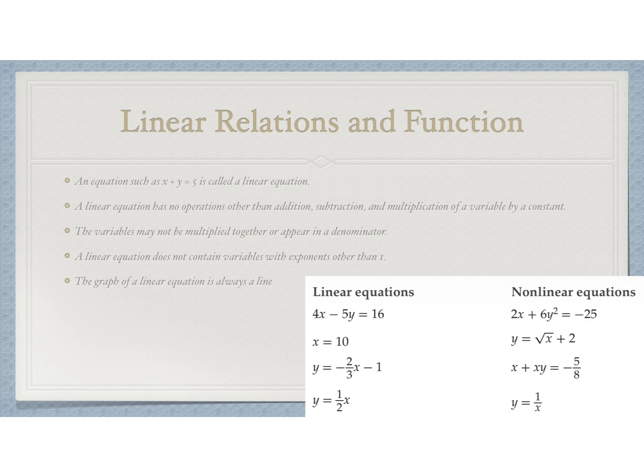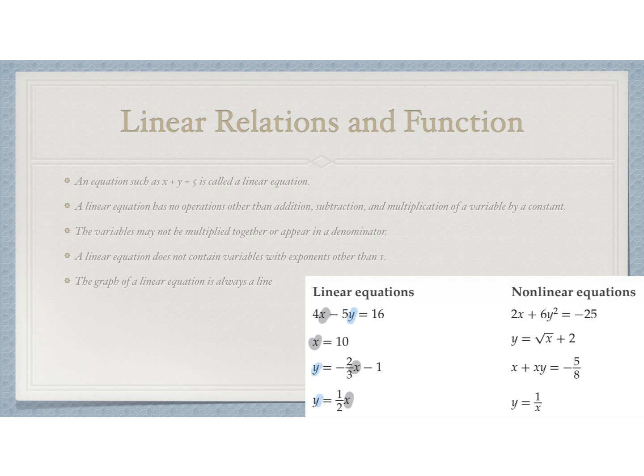And a linear equation does not contain variables with exponents other than 1. The graph of a linear equation is always a line. So let's spot the difference between the linear equations and the nonlinear equations at the bottom right corner. Notice how for the linear equations, we have an x and a y in almost all of them. We don't have a y in the second, but that just means that it is a vertical line.